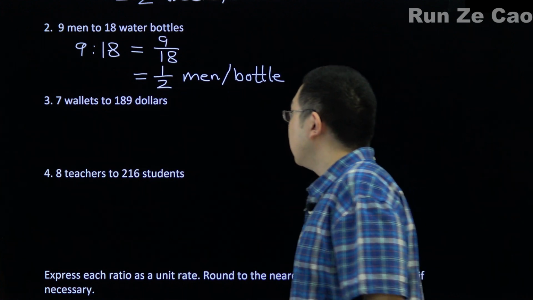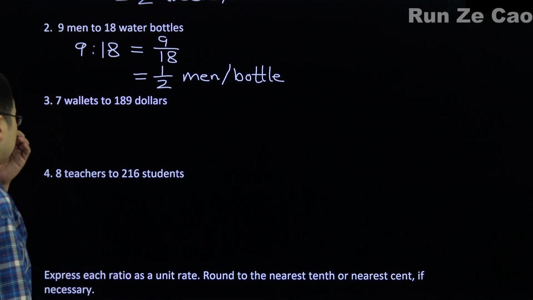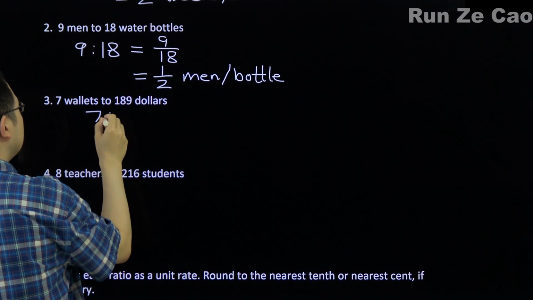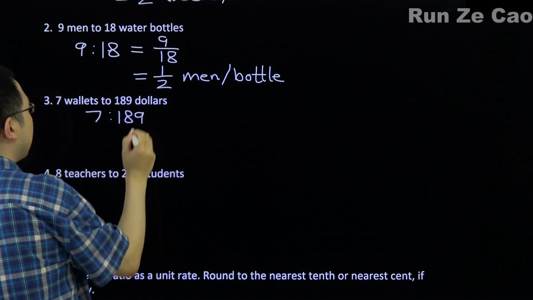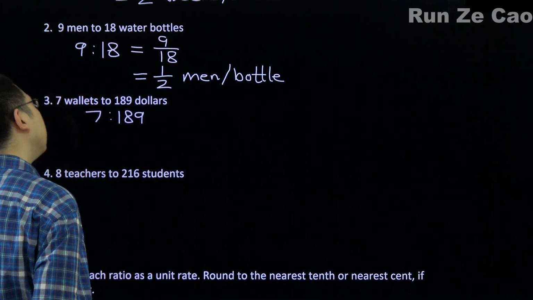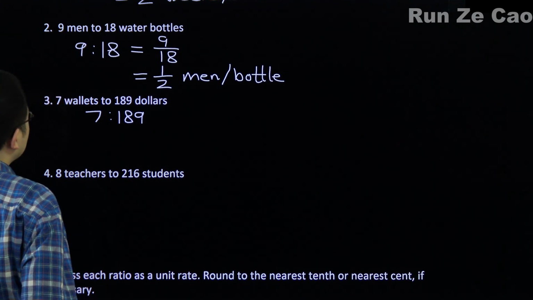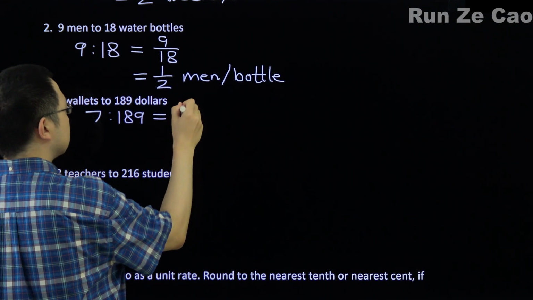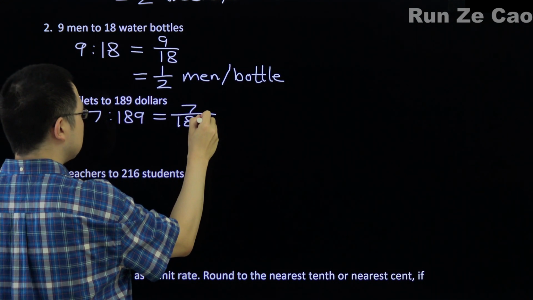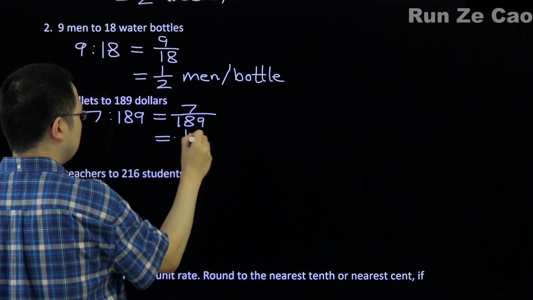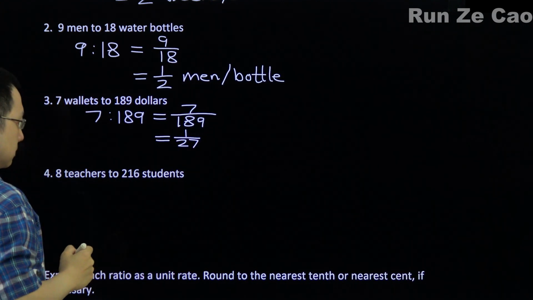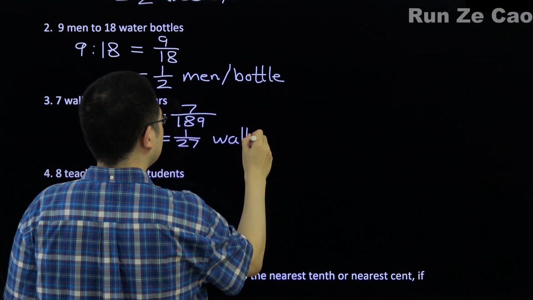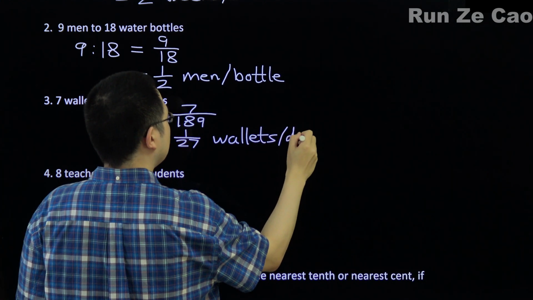7 wallets to $189. Well, if these dollars are in these wallets, this is how much money? Wait, we have 140 if it was 20 times 7, and then we have 49, which is 7. Oh, hey. 7 over 189. So 1 over 27. And this is wallets per dollar.